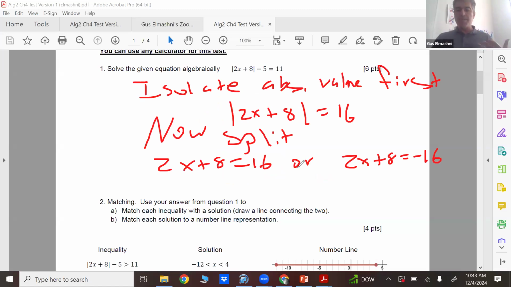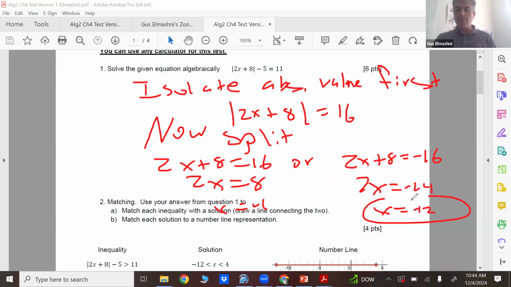But what you want to do is isolate that value and then solve it, which is pretty easy at this point, right? 2x equals 16, x equals 8, or 2x equals -24, x equals -12. So you get two answers, 8 and -12. And do check your work. I will advise you to check your work on the test.